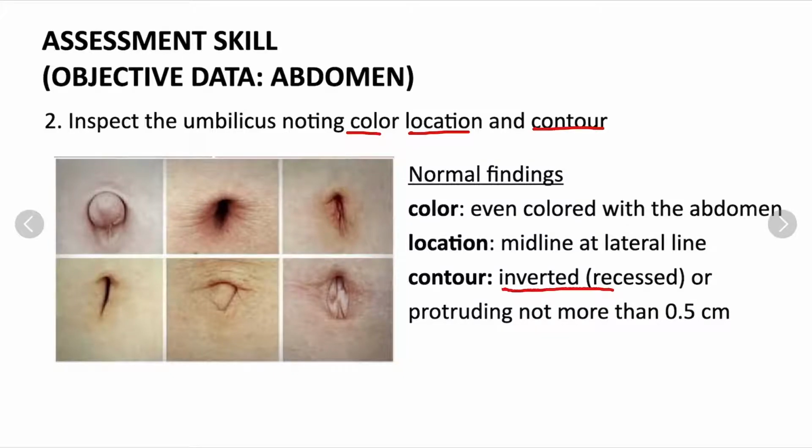Usually it's inverted or recessed. That's the normal one. Or sometimes it's protruding, like this one here. Instead of the umbilicus being tucked in, it's protruded outward. But make sure that it's not protruding more than 0.5 cm, because protruding more than 0.5 cm may indicate hernia or herniation. Parang mataas, there is a big pressure on your umbilical area pushing the umbilicus outward more than 0.5 cm.